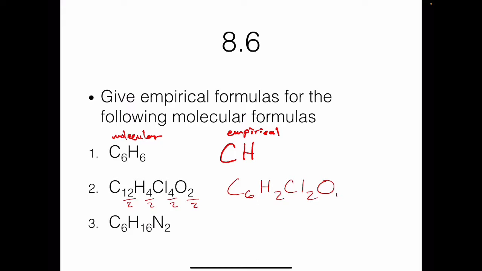And then for the next one, I want to, again, take the smallest number, which is 2, and I'm going to divide each of these by 2. And when I do that, I get C3H8N. So you can see the molecular formulas on the left can all be further reduced to give me empirical formulas on the right. This section was all about being able to identify the difference between a molecular and an empirical formula, and then being able to turn a molecular formula into an empirical formula.